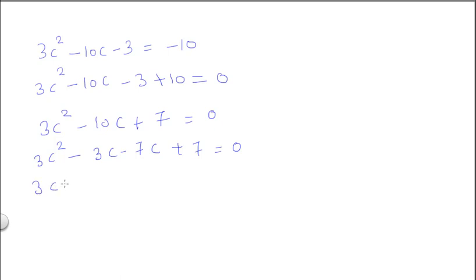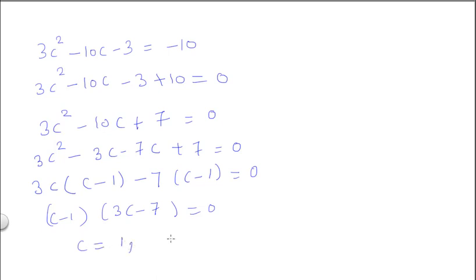Now taking 3c common, we have here c minus 1. And here taking 7 common, inside the bracket we have c minus 1. In the complete expression we have c minus 1 as one common factor. Another factor is 3c minus 7 equal to 0. So two values of c are 1, or another value of c is 7 by 3.